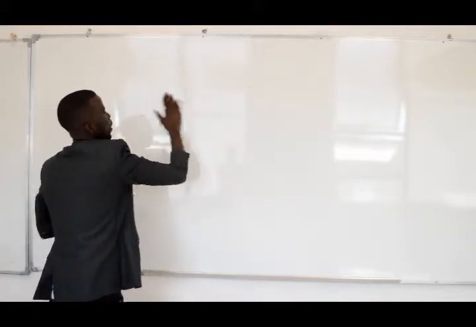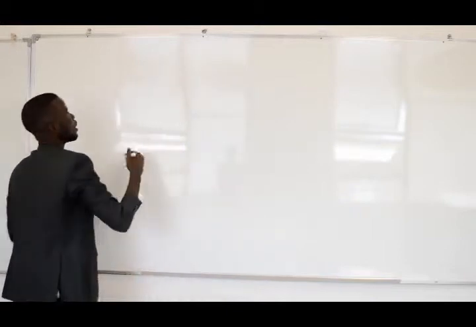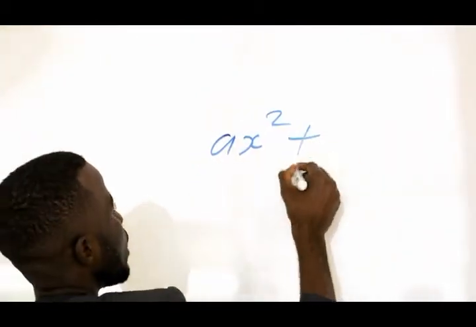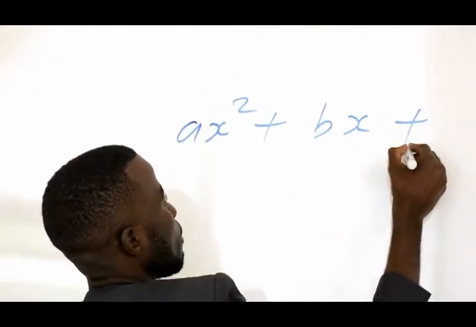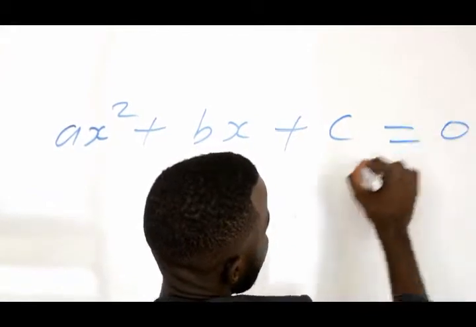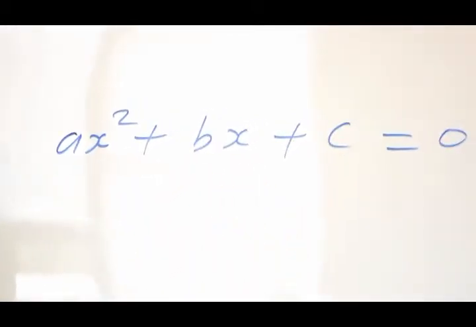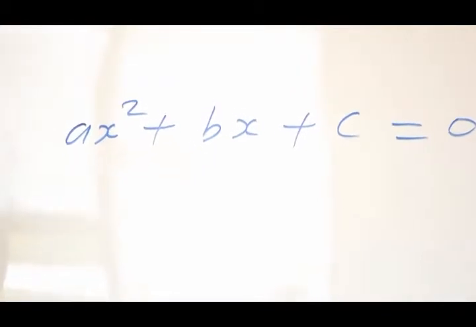So now we all know that the quadratic equation is given by the general form ax squared plus bx plus c is equal to 0. This is the general quadratic equation from which we derive the quadratic formula.